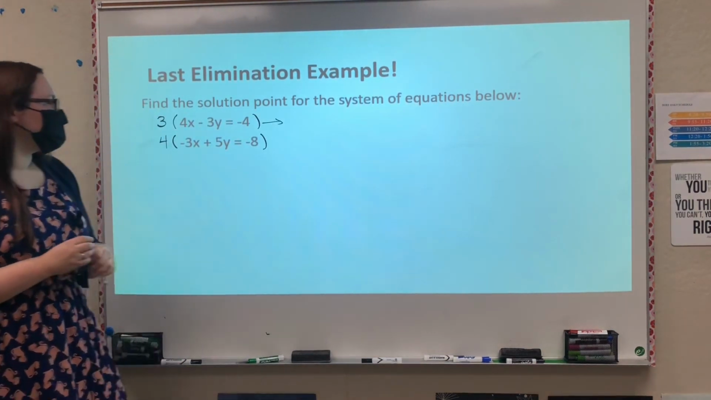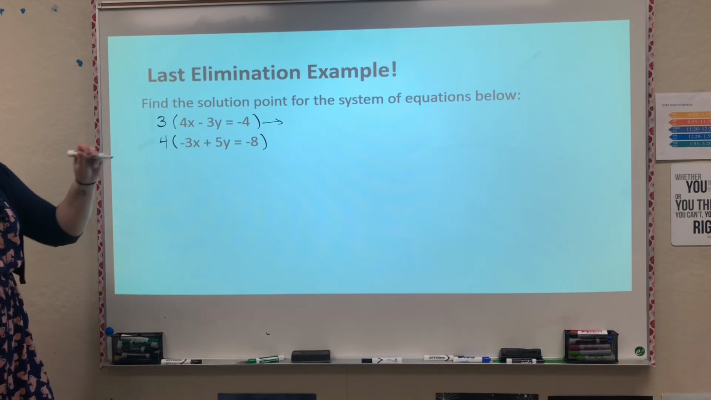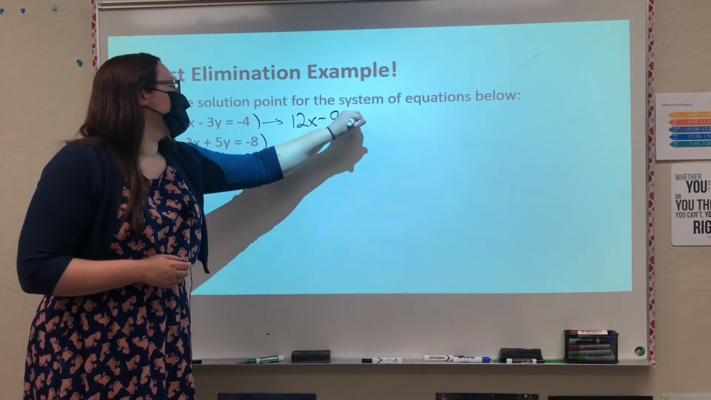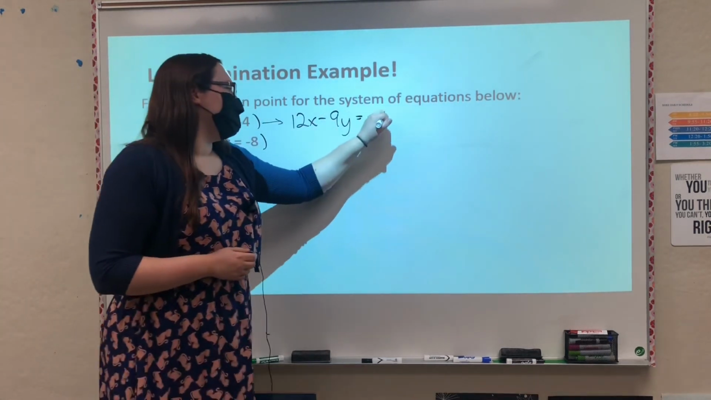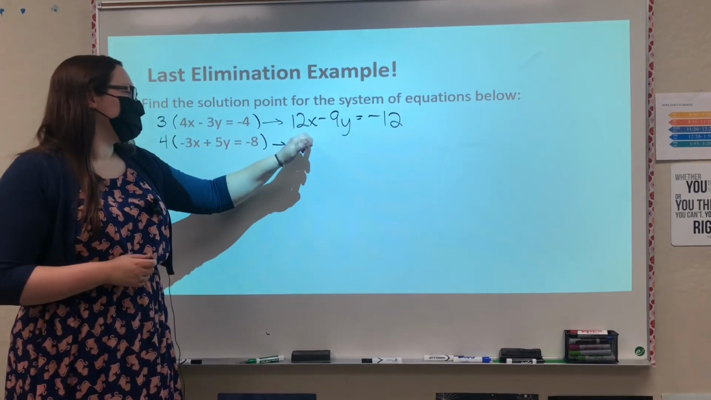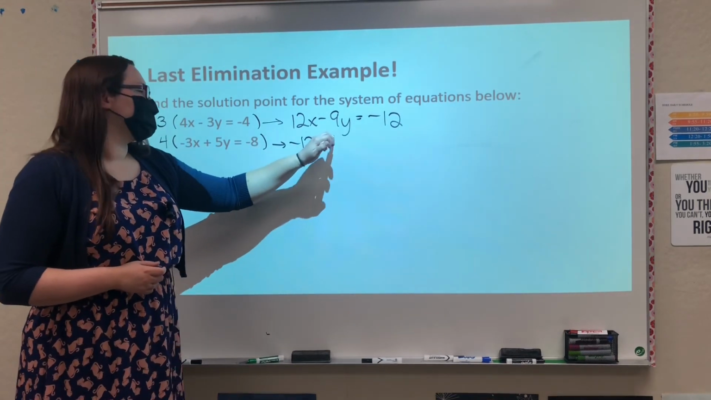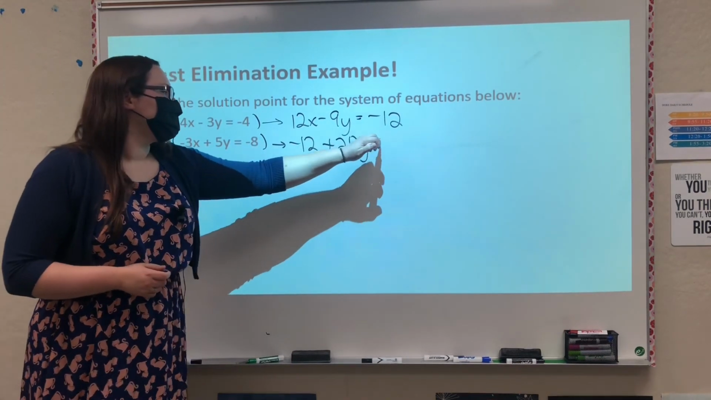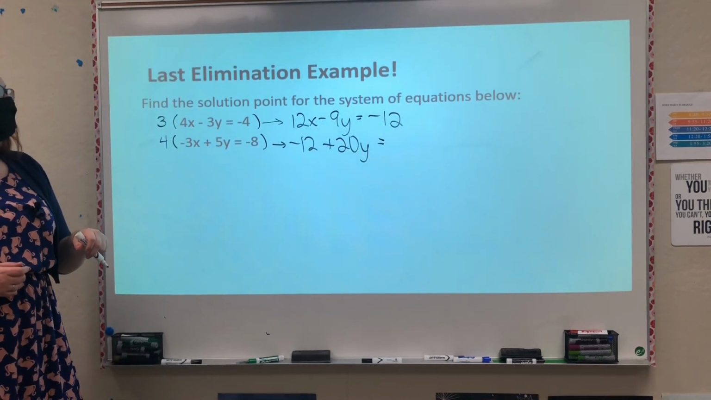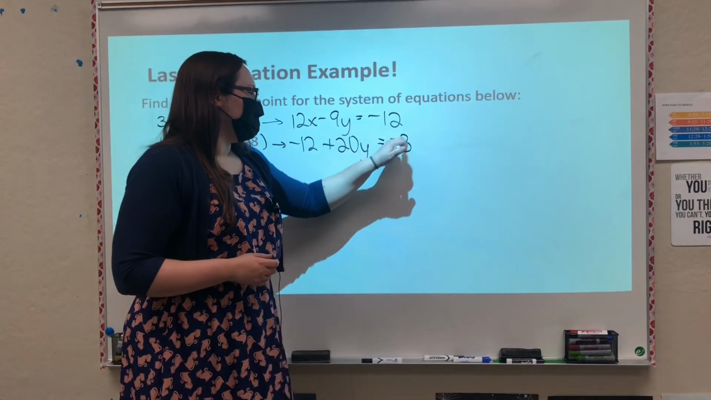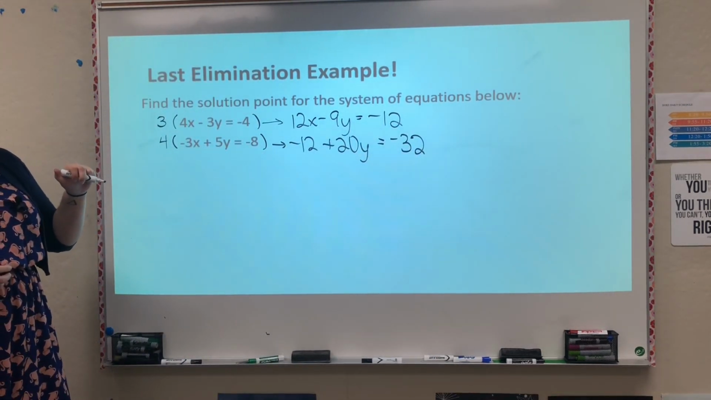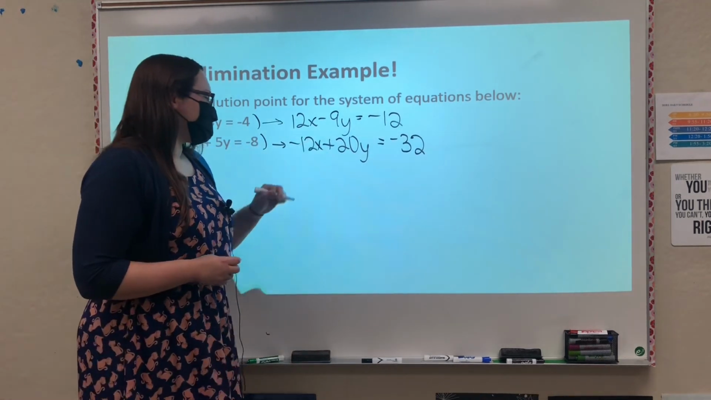When we multiply, this first one becomes 12x minus 9y equals -12. And then the second one becomes -12x plus 20y equals -32.